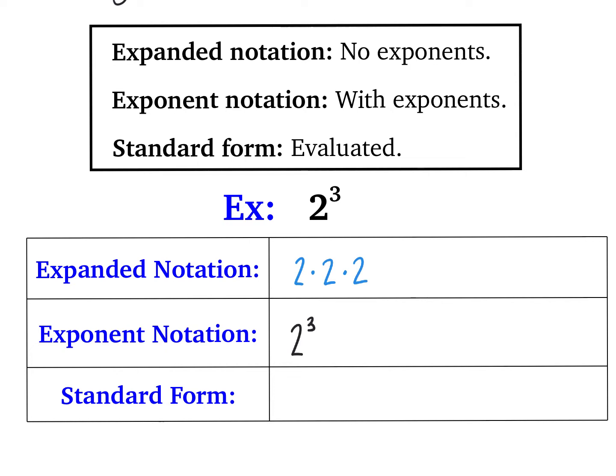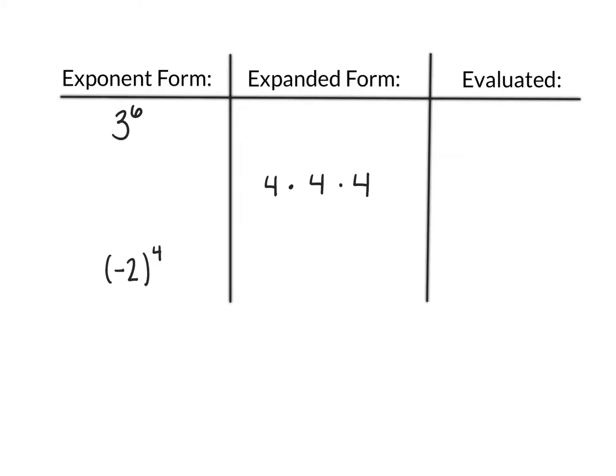Standard form is actually getting an answer for what that's equal to. So 2 times 2 is 4, times 2 again would give us 8. Now all three of these forms are equivalent or equal to each other. It's just a matter of what form or notation is the most beneficial to you. Let's look at different examples of going back and forth between these forms.